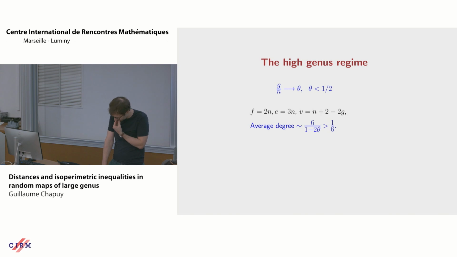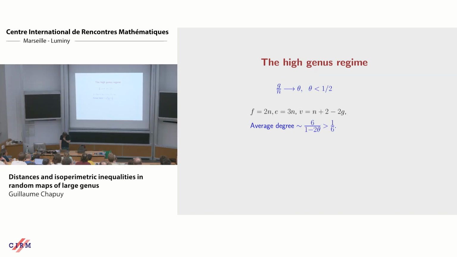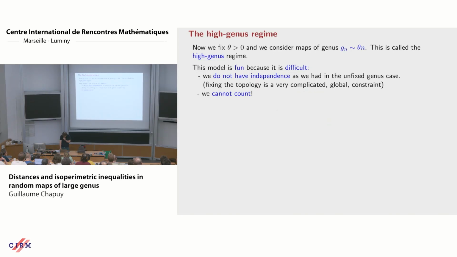So let's look at it. Again, I fix theta. I consider maps of genus g_n, which is theta times n. This is the high genus regime, and so the motivation, I said it. You expect some hyperbolicity, but in terms of problem solving, it's fun because it's difficult.